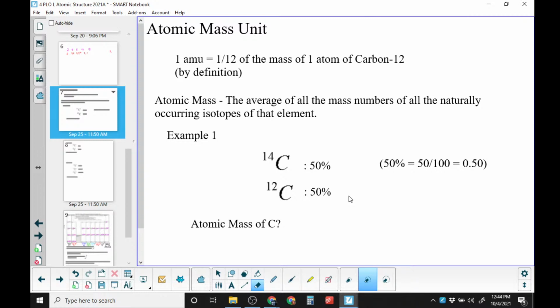So 50% is the same as saying 50 over 100 or 1 over 2, or the same as saying 0.5. The percent sign just means the fraction times 100. Also, to define what an AMU is, or an atomic mass unit.